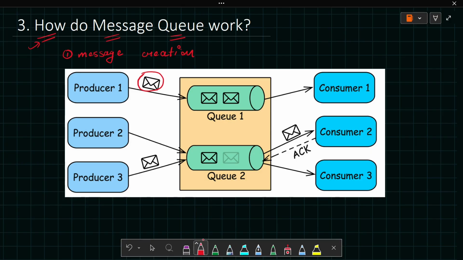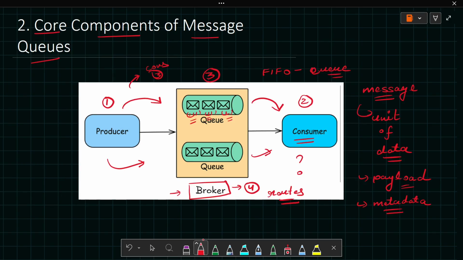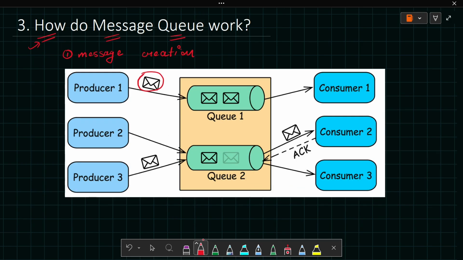It contains all the necessary data. For example, as we discussed in the previous slide, it contains the payload, which is the actual data. It also contains the metadata, such as the information of your header, whether you are providing any timestamps or not, and the priorities of the message. Now the message is generated successfully. The second step is message enqueue.